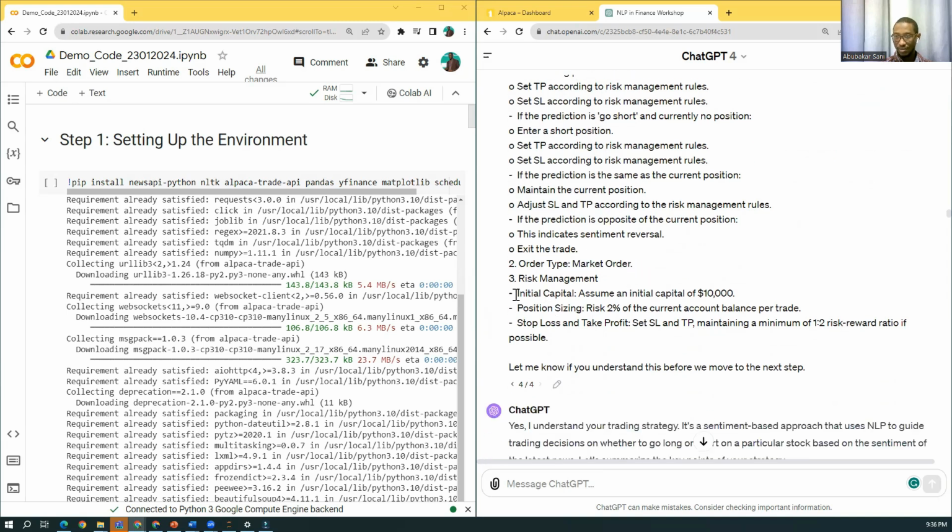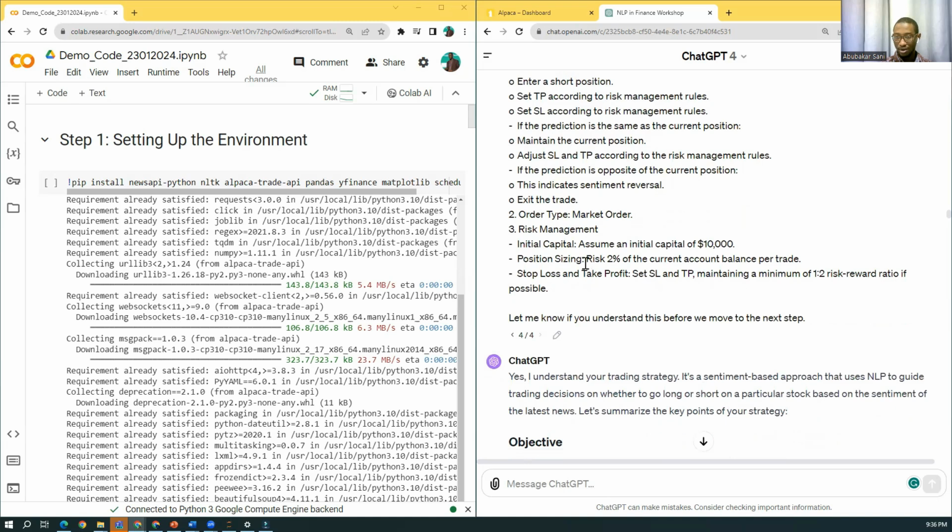And my risk management: how do I intend to manage my risk? First of all, there is the initial capital, I assume $10,000, and I don't want to put more than 2% of the current account balance per trade. So 2% of 10,000 is $200. I don't want to invest more than $200 per trade. And I'm hoping to get a minimum.